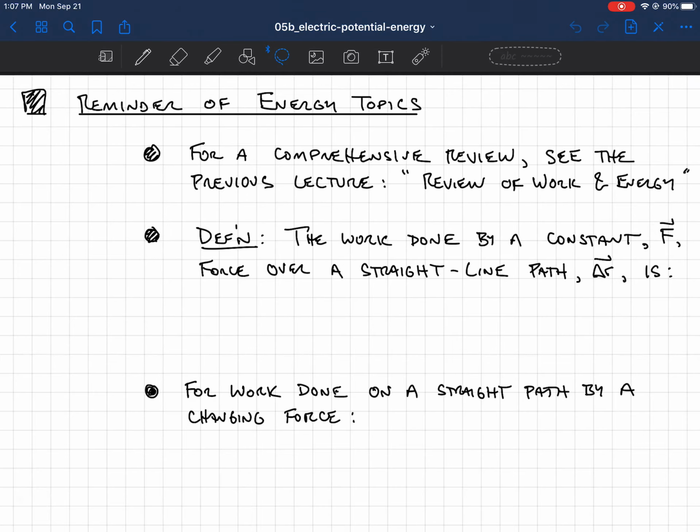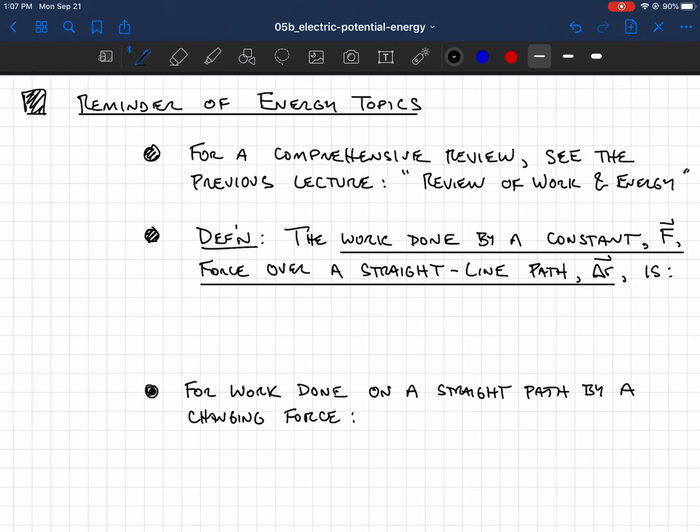So just a quick review about the topics of energy. Again, you should take a look at the previous lecture video, the review of work and energy, if you want to see all the details of this. But all of energy comes about from the definition of work. So we make a definition, which is the work done by a constant force over a straight line path delta r, and we write that work as the work done by the force, and sometimes we put the path explicitly there as well, and that's equal to the force dotted together with the displacement vector. And that's just a scalar product, so you could also write that as magnitude of the force, magnitude of the displacement, cosine of the angle between the force and the displacement.